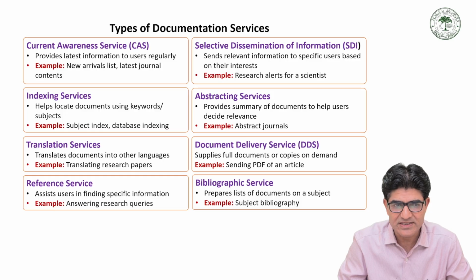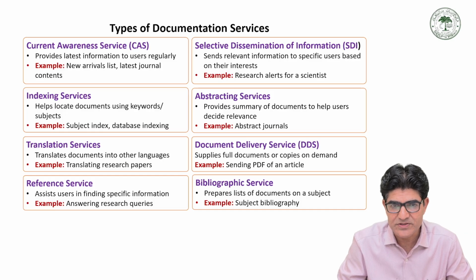Examples of indexing service include subject index and database indexing. We have different databases where searching by subject is possible, and this is possible because there is a provision of subject indexing in the databases, or even in traditional cataloging there was a provision of subject cataloging, so that the entries can be located by the subject or by the keyword.